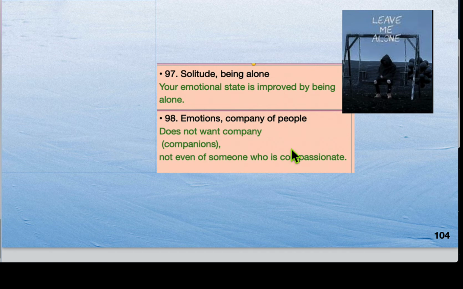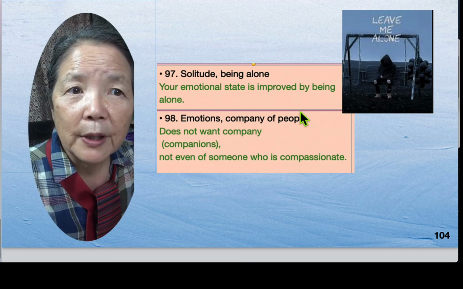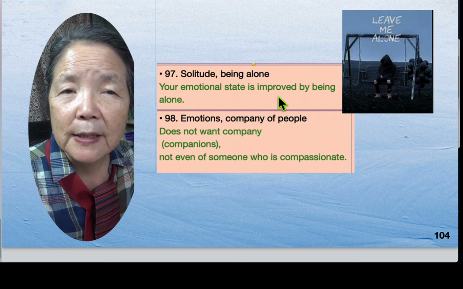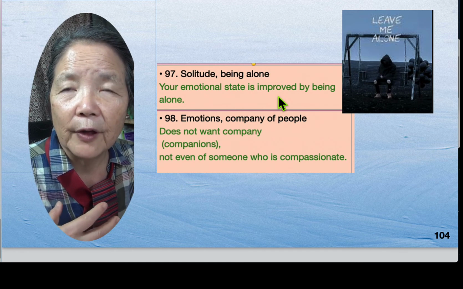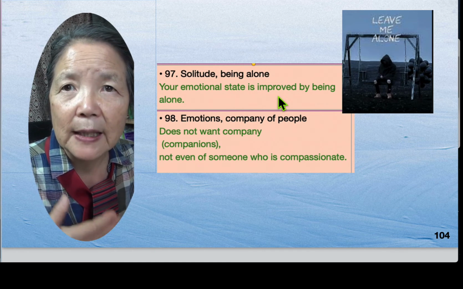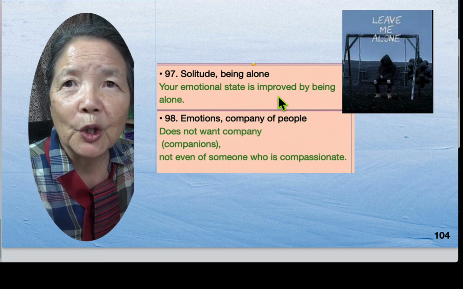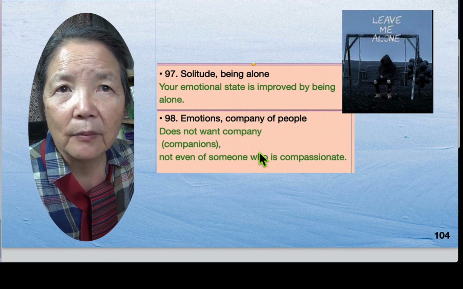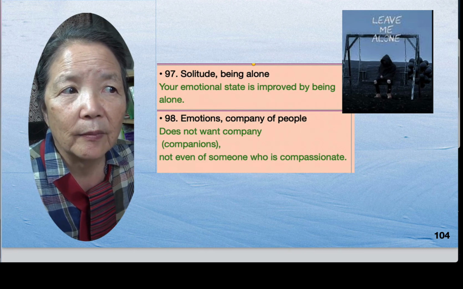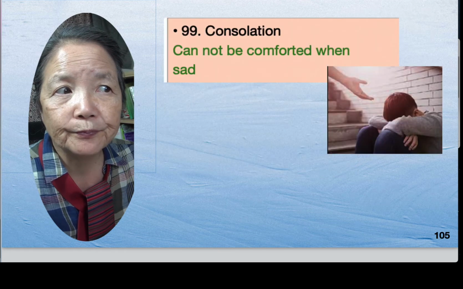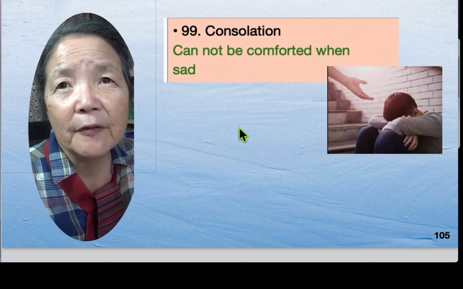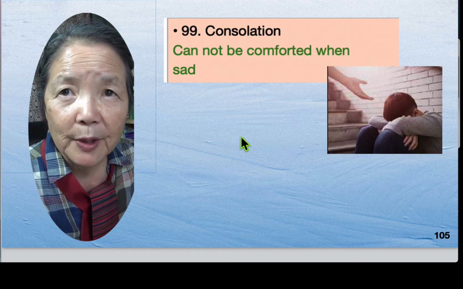And then people who do not want the company of other people. One is whether they want it or not. The other one is, does their state improve if they're alone? Is that an easier way to be when you're sick? So these are slightly different, although they look similar. People don't want to be comforted. Natrum muriaticum is very famous for not wanting to be comforted.